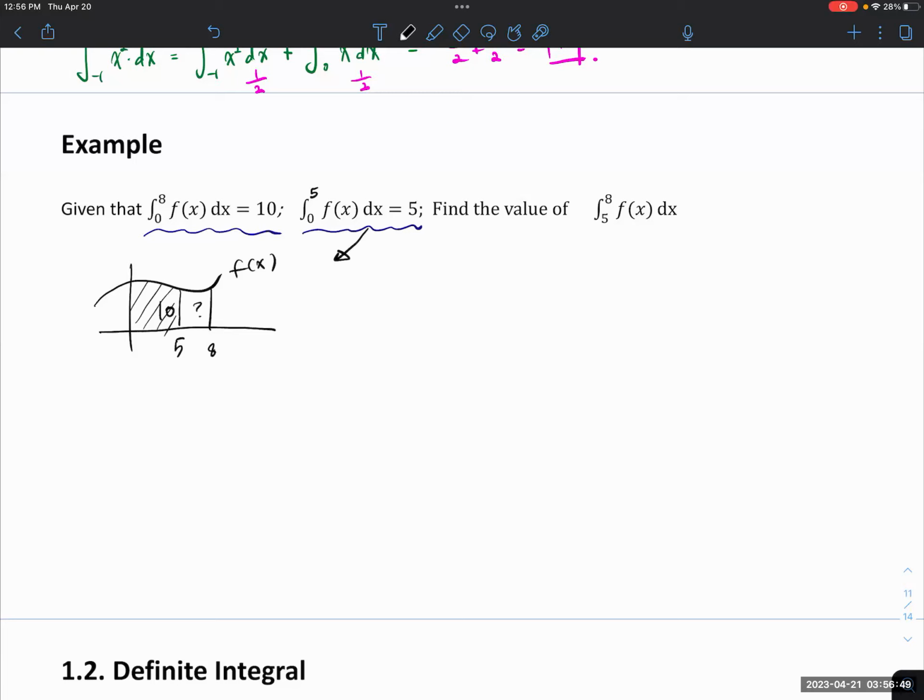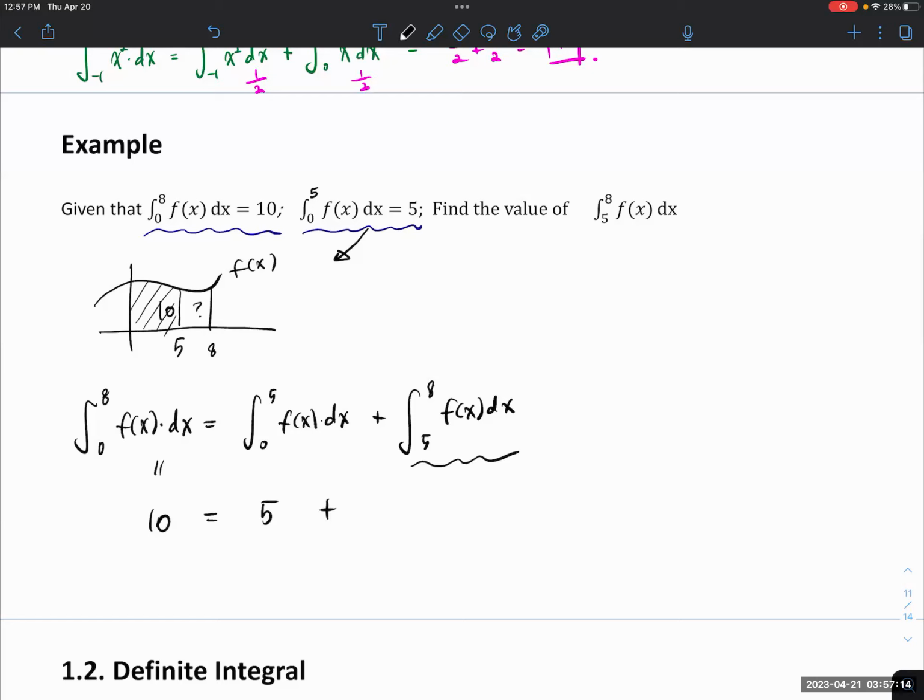So same property we just talked about. 0 to 8 is the same as, if I write it all out, f of x dx from 0 to 5 first, and then adding 5 to 8. Therefore, this is 10, this is 5, so this one should be 5 as well. So that's your solution. Okay, the number 5 property.